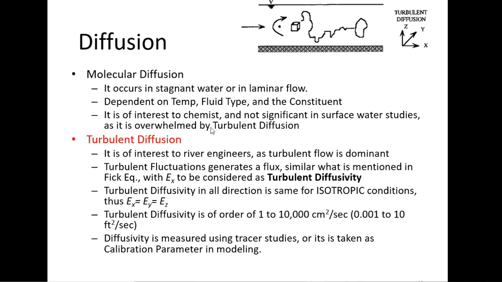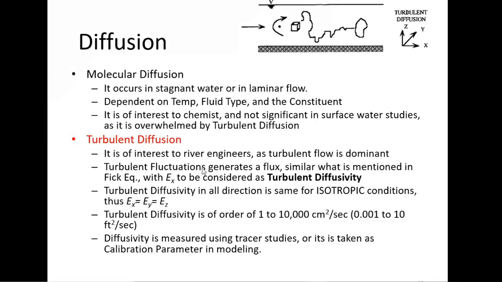Diffusion can occur, but its quantity is said to be very small, and it is of interest to the chemist. This kind of diffusion, which occurs because of the molecular movement, is not of much interest to river or surface water experts. Instead of that, another kind of diffusion, we call it turbulent diffusion, is much higher as compared to this molecular diffusion. So most of our transport in river bodies occurs because of turbulent diffusion.